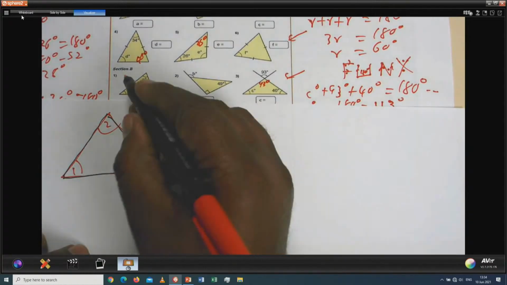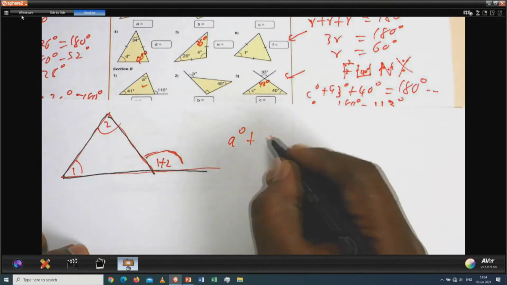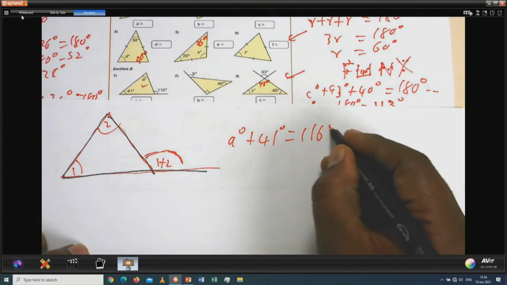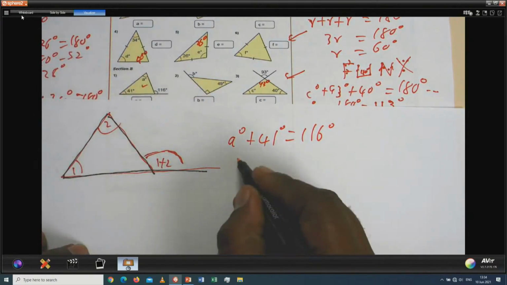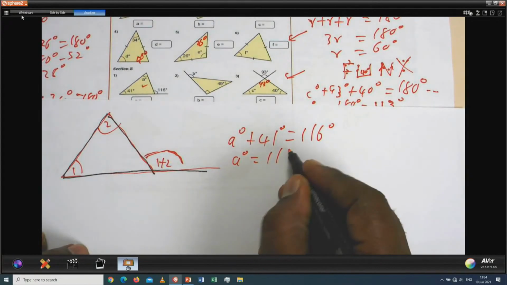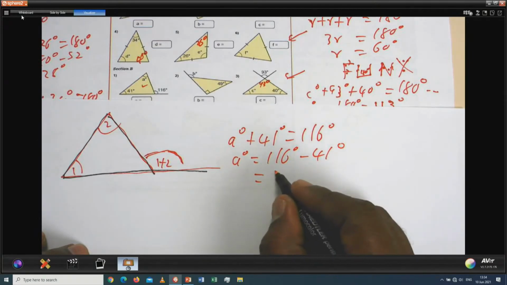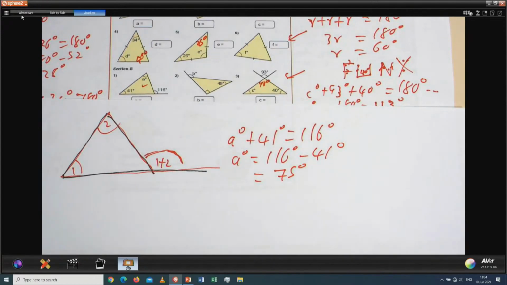So it's telling us here on this question that A degrees plus 41 degrees should be equal to 116 degrees. A plus 41 is equal to 116 degrees. So A is equal to 116 degrees minus 41 degrees, which is 75 degrees. The properties.